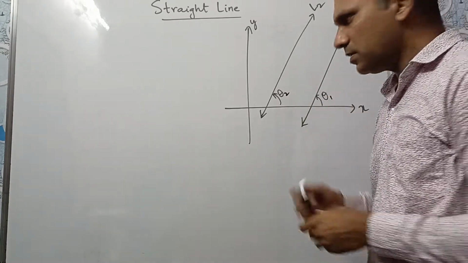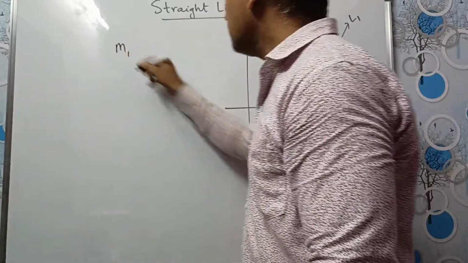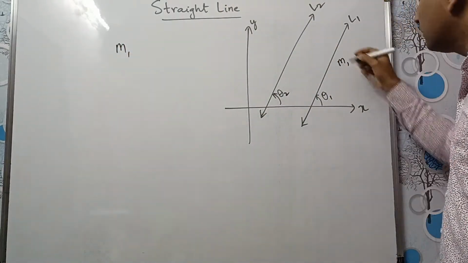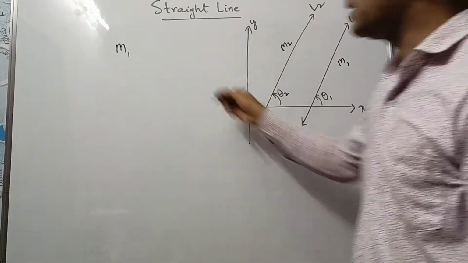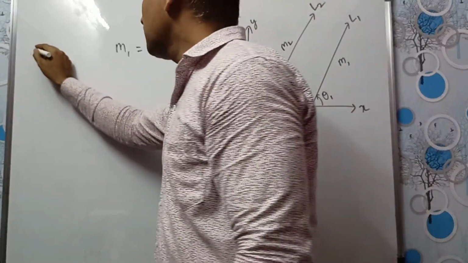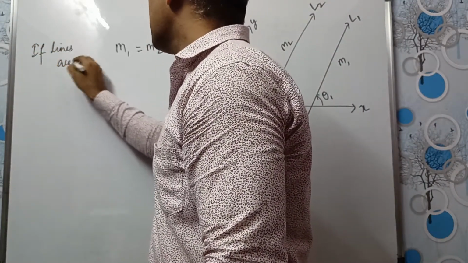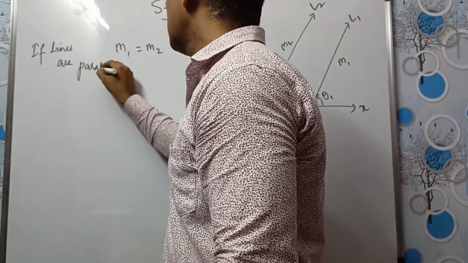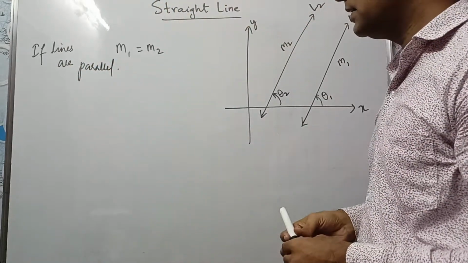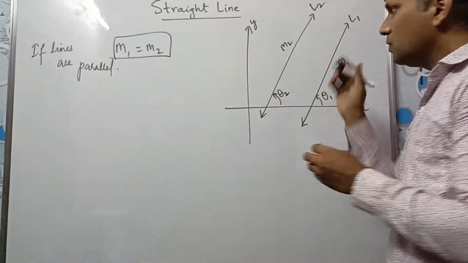What will be the slopes? They are making the same angle, so the slopes will be the same, right? If we say m1 is the slope of the first line and m2 is the slope of the second line, m1 will be equal to m2. If lines are parallel, the slopes of those two lines will be equal.